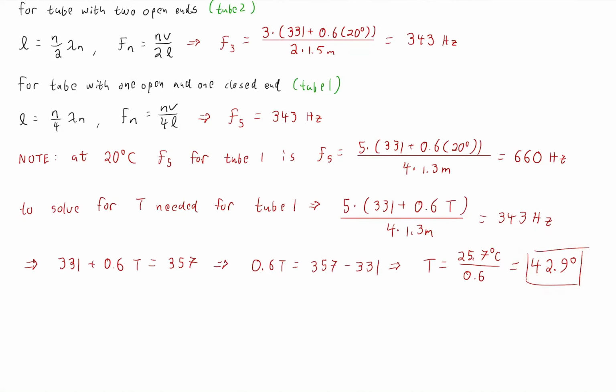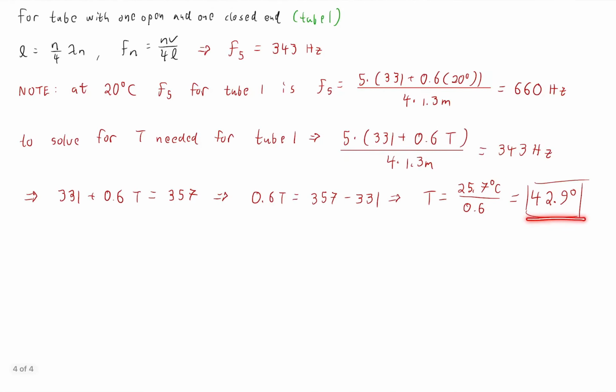So it's actually a higher value. Why is it? Just thinking about this, I was thinking it would have to be a lower one because at 20 degrees we got a higher frequency. Oh well, yeah, okay, I guess we had to make the temperature higher in order to get the frequencies to match. Anyway, this was us solving for the temperature necessary for tube 1 in order to be sounded at the same pitch, in other words, the same frequency as the other tube.